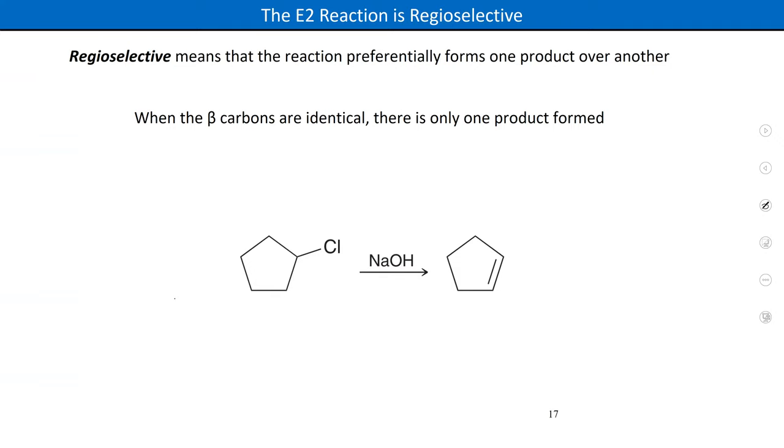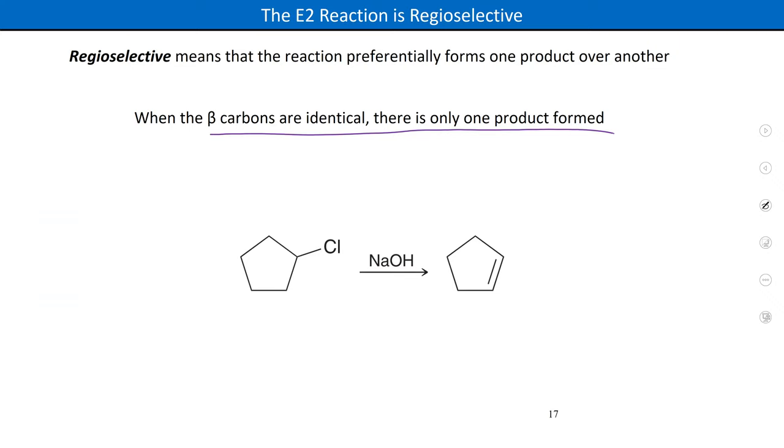If it's regioselective, that means we favor making one product over another, and it can be a constitutional isomer, which for alkenes can mean, is the double bond between carbons 1 and 2 or carbons 2 and 3? So it's slightly different than stereochemistry. It is a constitutional isomer. If your beta carbons are identical, there's only one product formed. And actually, this should say alpha carbons. Again, this is where it gets confusing.